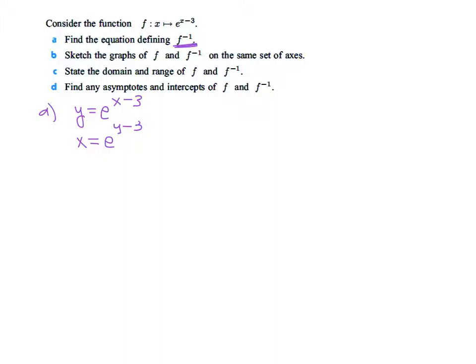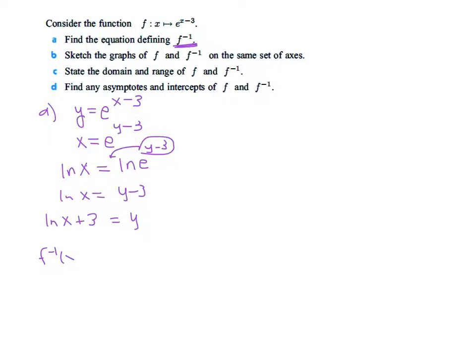If we take the ln on both sides, since we are working with the number e, we get ln of x is equal to ln of e to the y minus 3. Using the laws of logs, we can pull out this y minus 3 in front of ln of e. So we get ln of x is equal to y minus 3 times ln of e, which we know ln of e is equal to 1. So now just solve for y by adding 3 on both sides: ln of x plus 3. So the inverse of this function would be ln of x plus 3.